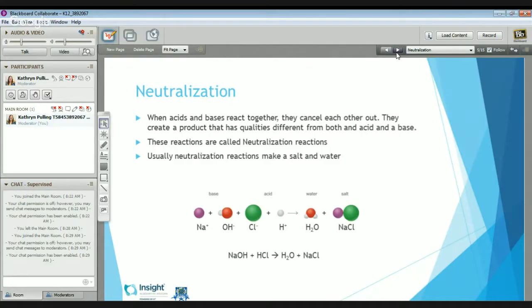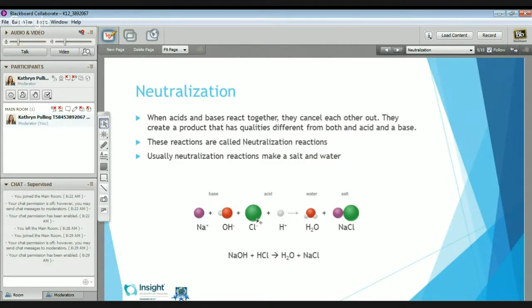So it's a combination of an acid and a base. And then more often than not, neutralization reactions involve your acid and base combining to make a salt, something that is a metal ion combined with a nonmetal anion, and water. So for example, we have sodium hydroxide and hydrochloric acid.